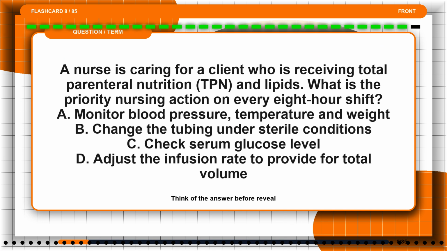Flashcard 8. A nurse is caring for a client who is receiving total parenteral nutrition (TPN) and lipids. What is the priority nursing action on every 8-hour shift? A. Monitor blood pressure, temperature, and weight. B. Change the tubing under sterile conditions. C. Check serum glucose level. D. Adjust the infusion rate to provide for total volume. Think of the answer before the reveal.